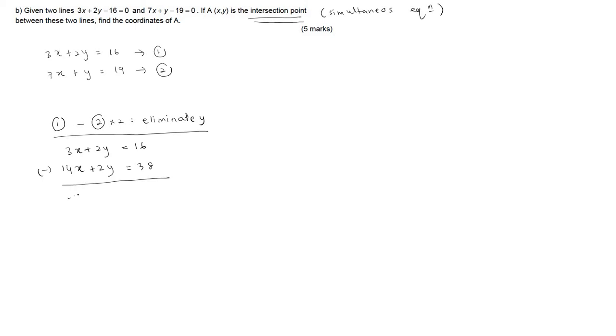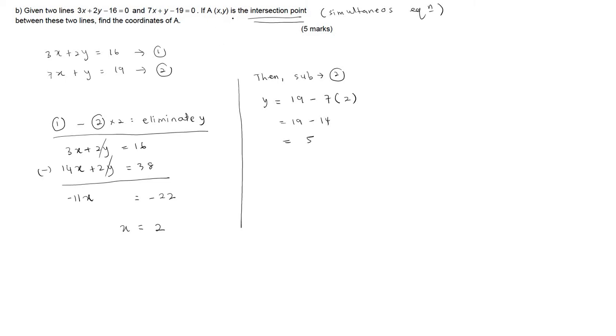3 minus 14, negative 11x. 2y minus 2y, we successfully eliminated y. 16 minus 38 is negative 22. And from here, we get x equals 2. Once we get x, you can choose any of these two equations to find y. Then I substitute into the second equation. So y equals 19 minus 7 times x, and x is 2. 19 minus 14, y equals 5.